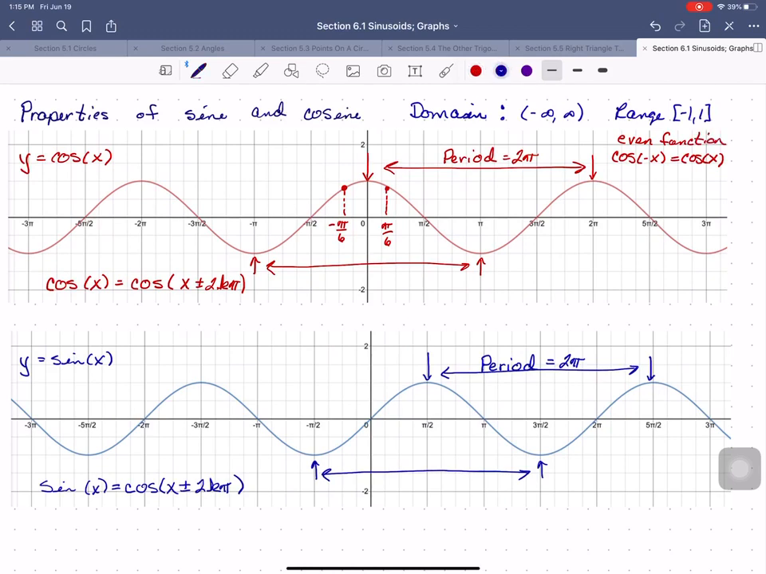If we go through the same exercise for sine, this would be negative pi over 6. This would be positive pi over 6. We can see the values are the same in magnitude but opposite. The y values are the same in magnitude but opposite in sign. What that means is that the sine of negative x is equal to negative sine x, making sine an odd function.